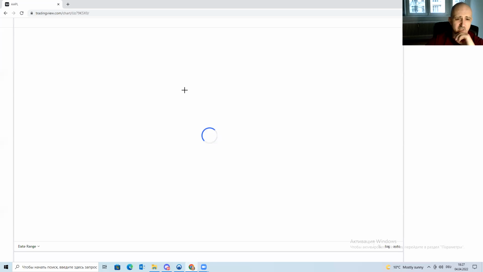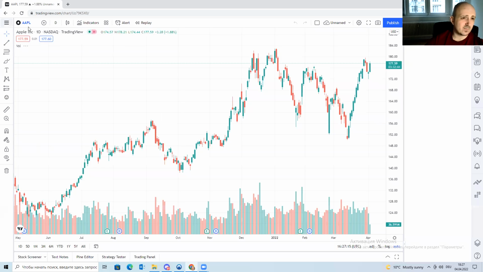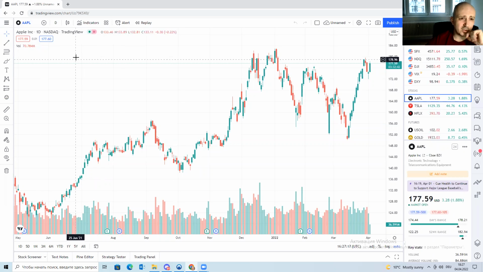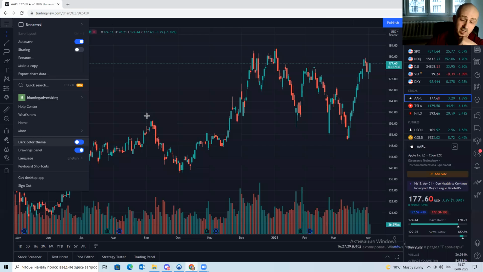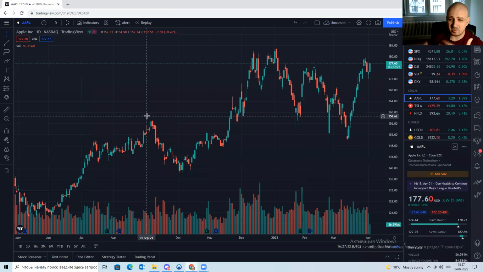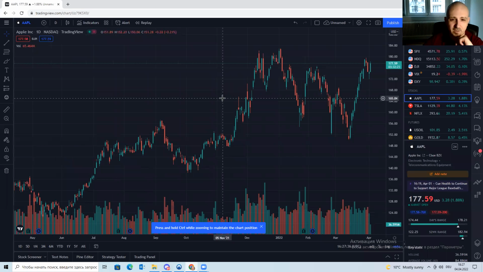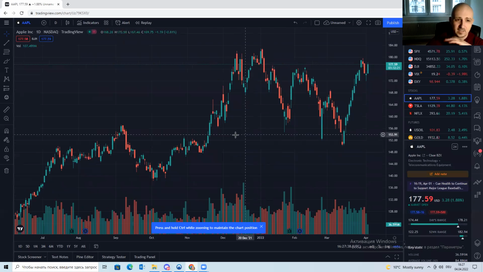So right now we land in a chart, an Apple chart, right? Got it. The first thing I really like to do is click on these three buttons, right? And then go down here and use the dark color theme. Why? Because you will immediately feel it's just better for your eyes, right? I personally like to have the dark mode.